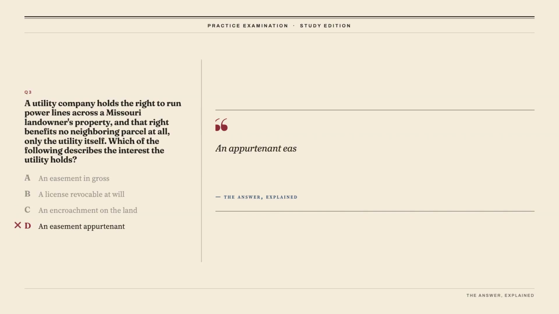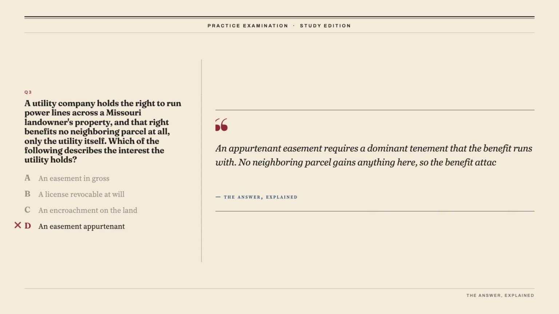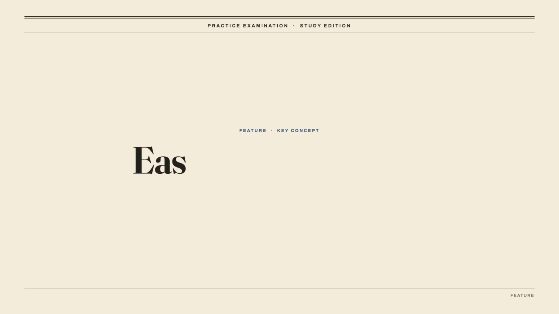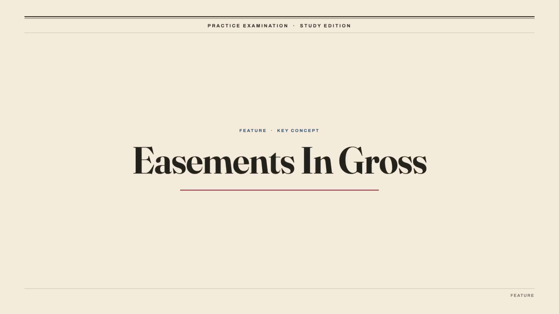D is wrong because an appurtenant easement requires a dominant tenement that the benefit runs with. No neighboring parcel gains anything here, so the benefit attaches to the utility itself. When a utility runs power lines across 100 parcels, it isn't benefiting a farm next door. It's serving the whole grid, and that breaks the usual two-parcel easement model.